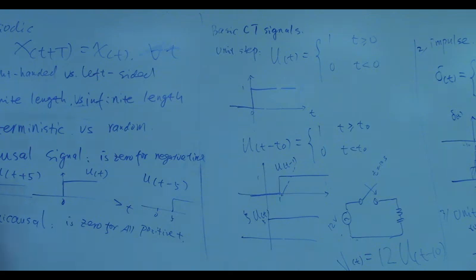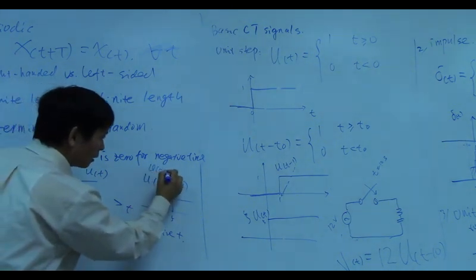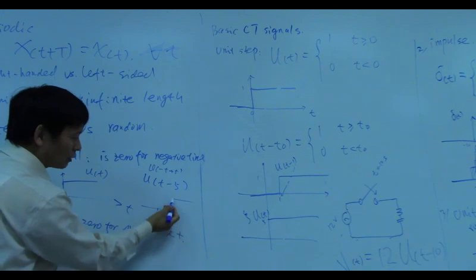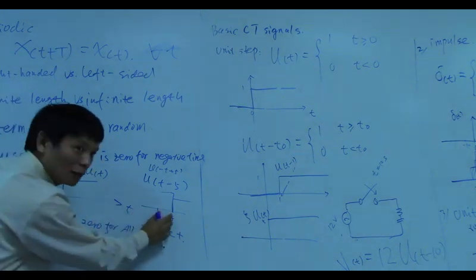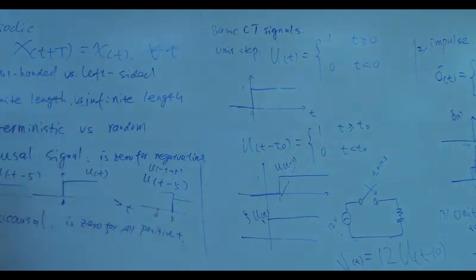How do we change this into an anti-causal signal? How about this one? Negative 5, it will be like this, right? Is this anti-causal? Yes, because it is 0 for positive time. This one, if you change it into negative t, it will go this way. Is this anti-causal? Yes, it is 0 for positive time. This one change into u(-t) plus 5. So it will go like this, then this way. Is this anti-causal? No. This part, positive time, is not equal to 0.